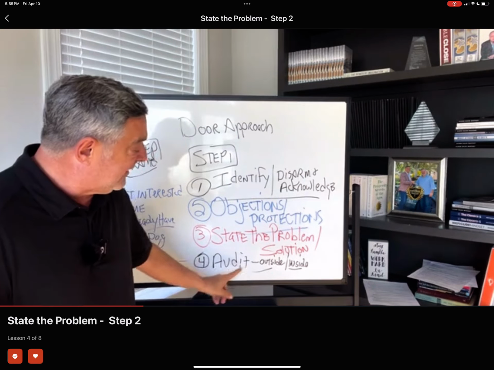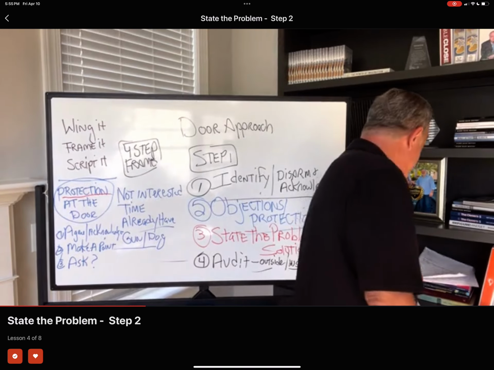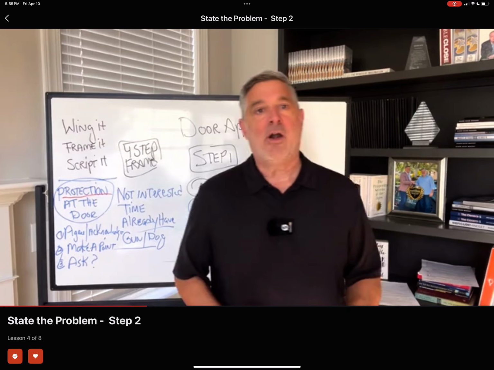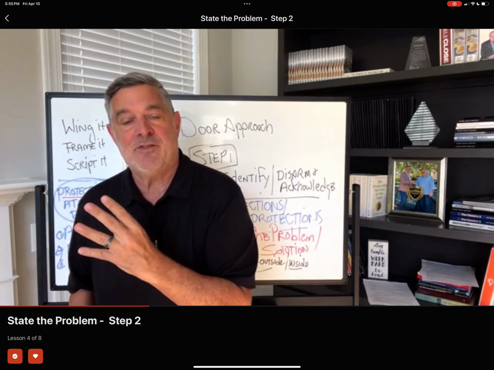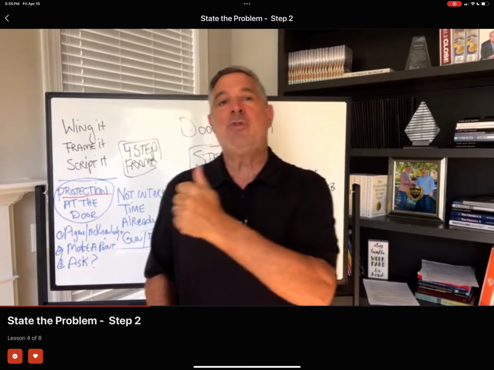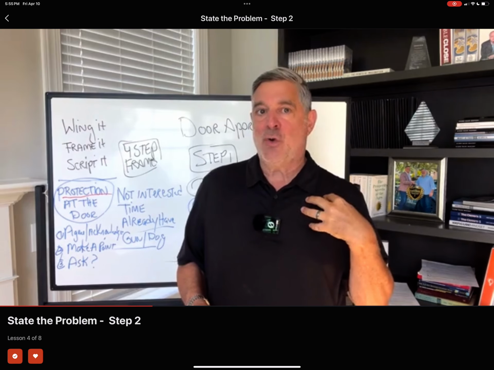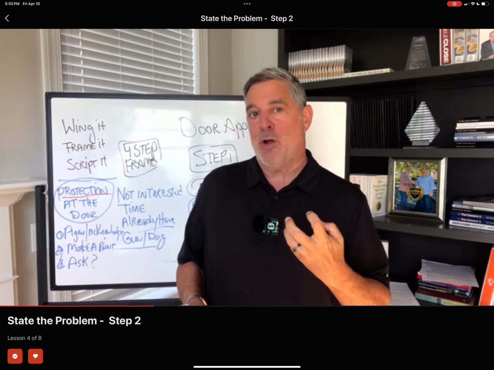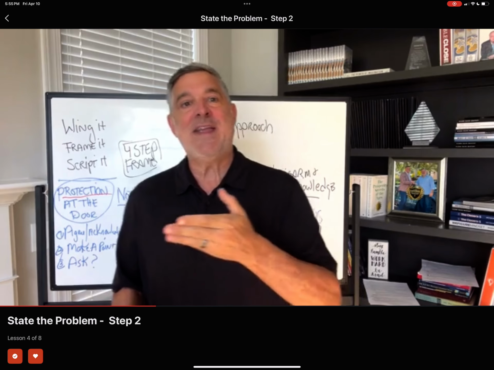So to get to the audit, we're either going to do an outside or an inside audit. It's going to be one or the other. If they're non-receptive, we're going to try to do the outside audit to get them outside the house. Maybe you're doing it on your own. Maybe you can get them to come with you. If they're receptive, you can go for the inside audit.